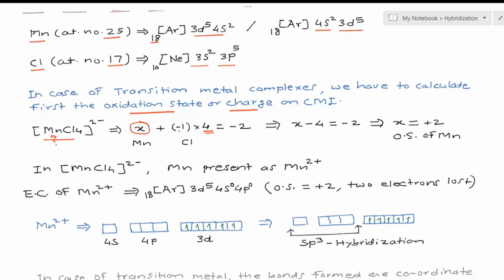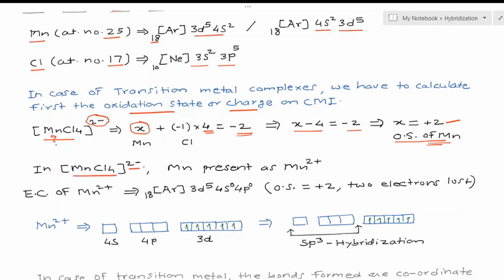So 1 Cl has -1 charge. So 4 Cl have a total of -4 charge, equal to -2. This -2 comes from the charge on the bracket. The value which is on the bracket we have to take on the right hand side of the plus sign. So the left side will be x - 4 = -2. You will get the value of x equal to +2. This is the oxidation state of Mn.